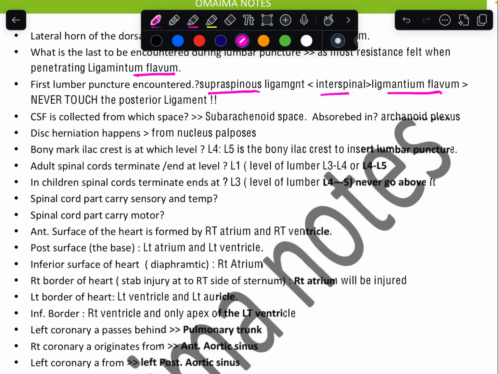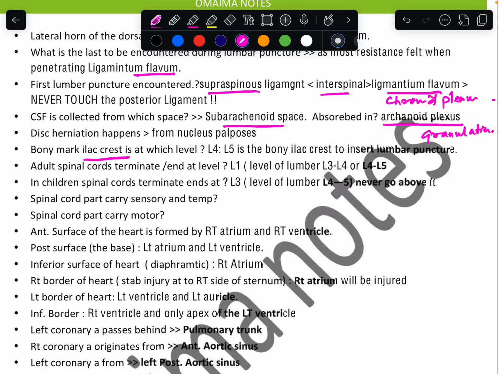CSF is collected from which space? Subarachnoid space, absorbed in the arachnoid granulations, and formed in choroid plexus.